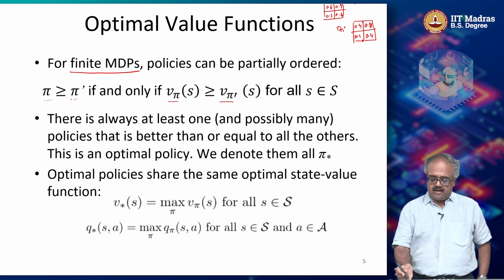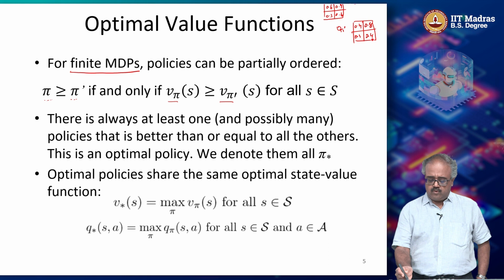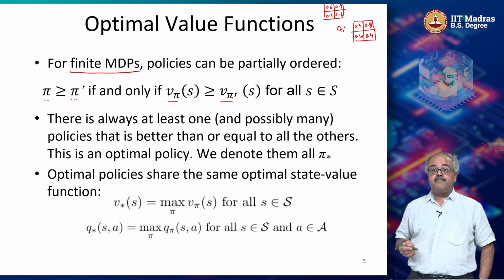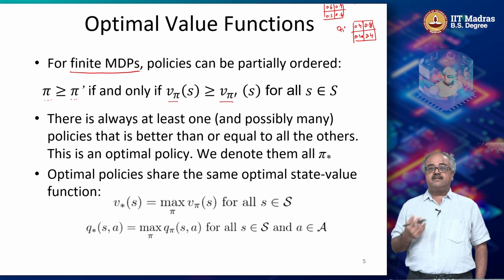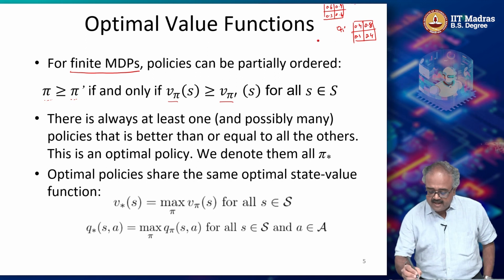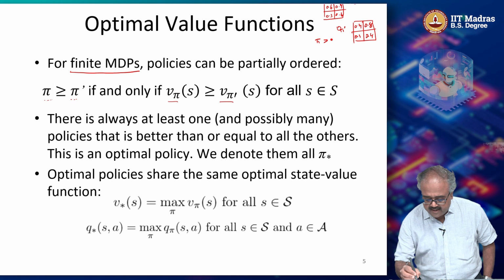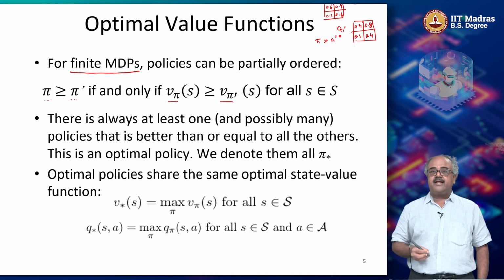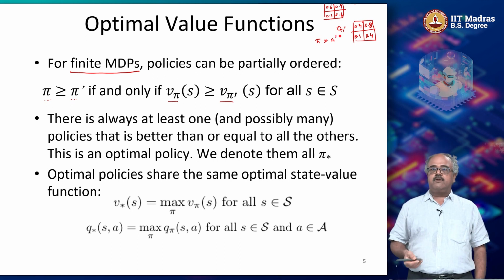V pi of 1 is 0.3, V pi prime of 1 is 0.1, that is correct. In state 2, V pi is 0.6, V pi prime is 0.4, and in state 3, V pi is 0.6, V pi prime is 0.4, and in state 4, V pi is 0.9, V pi prime is 0.8. So V pi is greater than or equal to V pi prime in all the states. In such a case, I will say that pi is greater than pi prime.